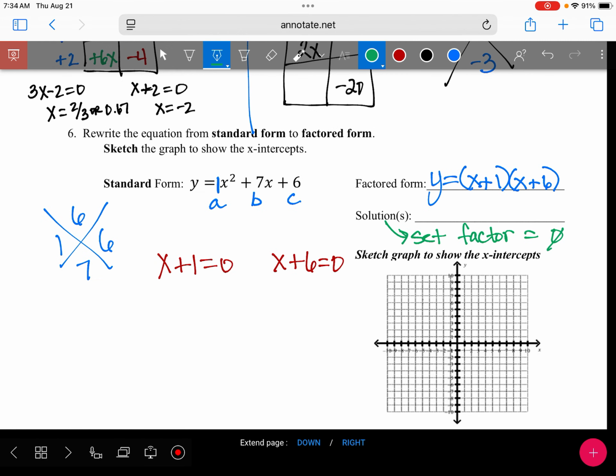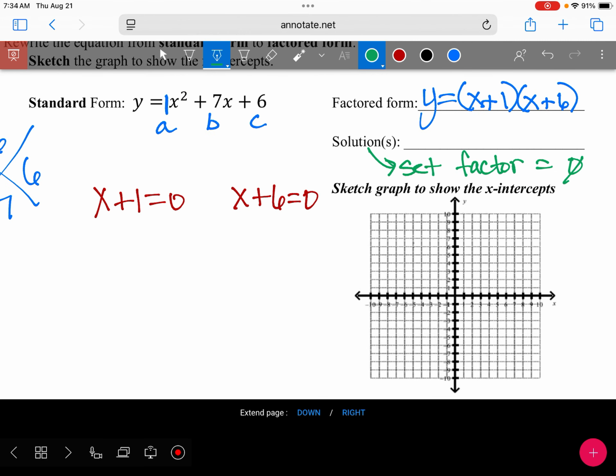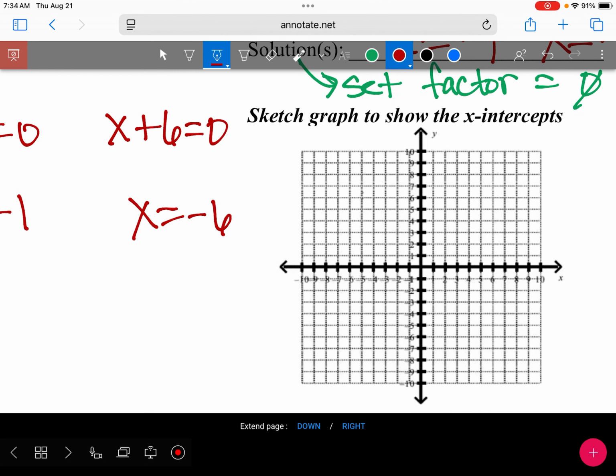And what would be our numbers? So when you have x plus 1, subtract the 1. So that means my first solution is x equals -1. Put that here. My second one, I'm going to subtract 6. So x equals -6. I'm going to put that here. And then when it says sketch the graph, I'm going to put a point at the -1. And I'll put a point at -6.